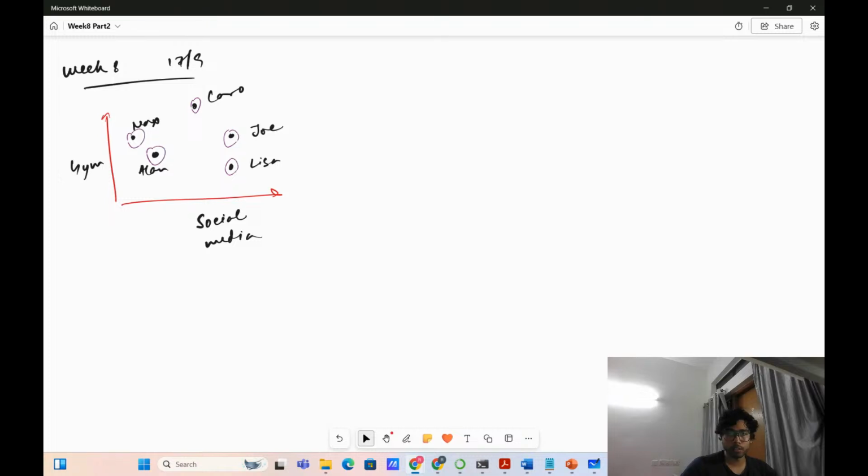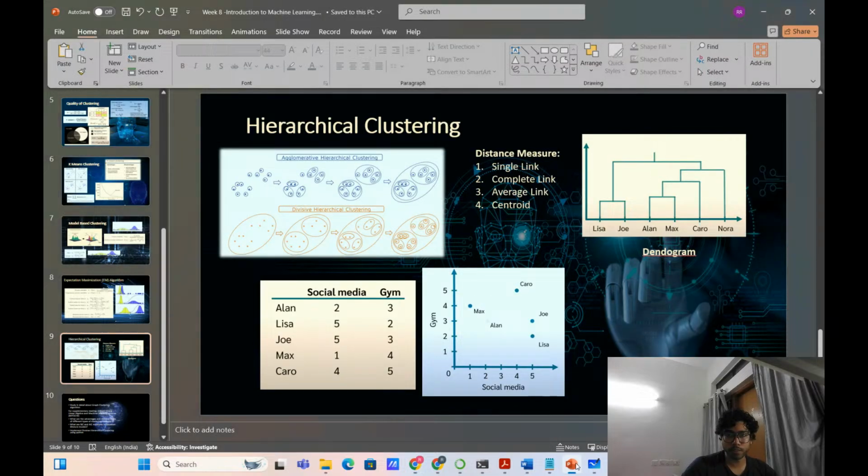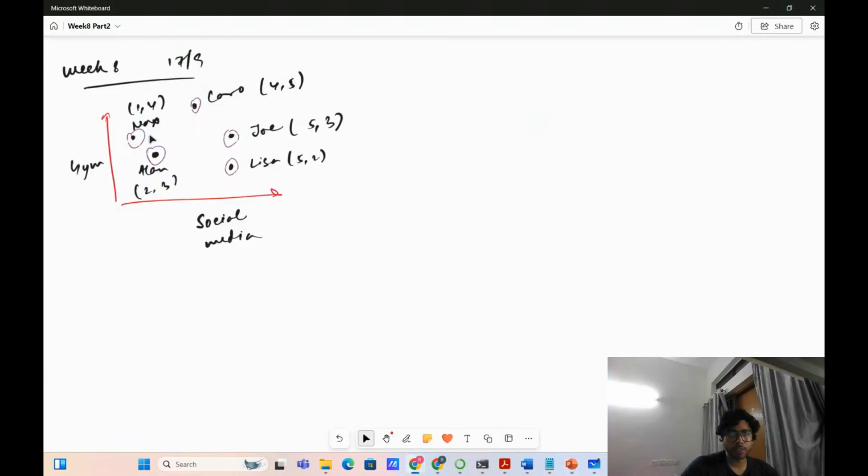Let me first also mark the coordinates of this, which will be used later on. So Lisa is basically 5, 2, Joe 5, 3, Carol 4, 5, Max is 1, 4, Alan is 2, 3. I've just marked this data. This just means that Lisa spends 5 hours in social media, 2 hours in gym. Joe spends 5 hours in social media, 3 hours in gym, and so on. Right? So this will help us in calculating the distance.